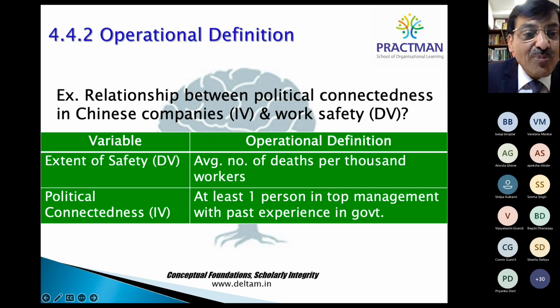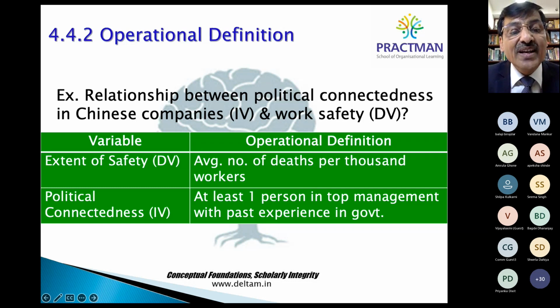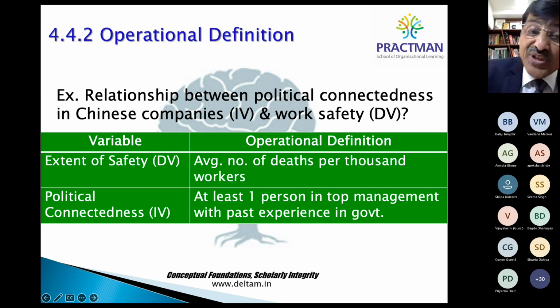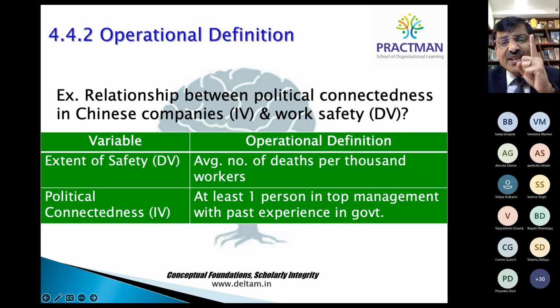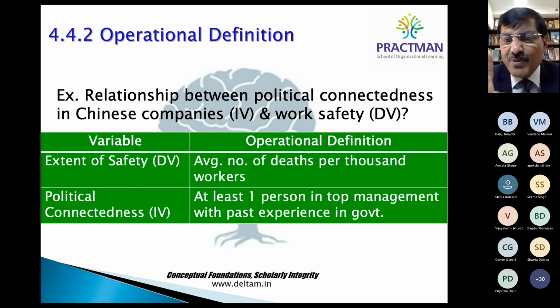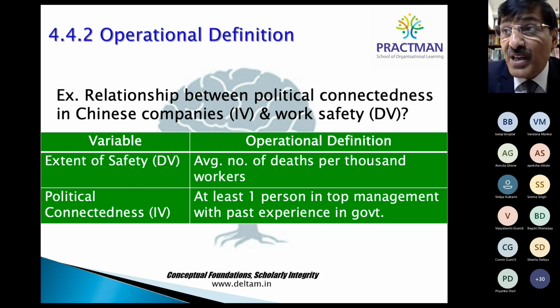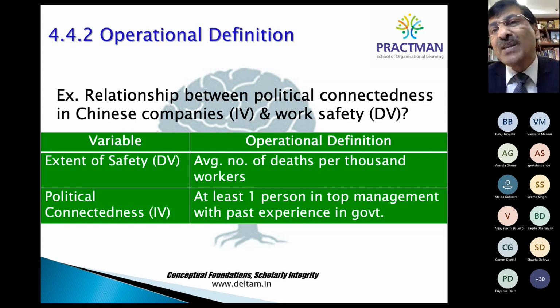More abstract was whether a company is politically connected or not. How did they operationalize it? They said a company which has at least one person in the top management. Then they defined the top management, which may be the board of directors of the company or vice president level and above. At least one person in the top management of a company who has senior level experience of working in the Chinese government.